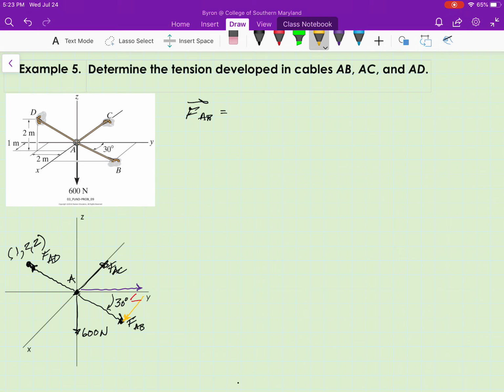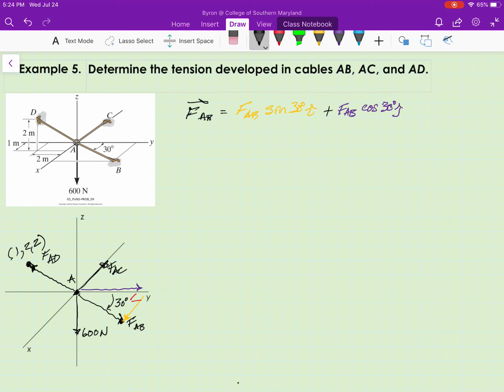So the vector FAB can be written as the magnitude of FAB sine 30 I plus the y component of FAB, which is FAB cos 30 J, and there is no k component for FAB because it's in the xy plane.